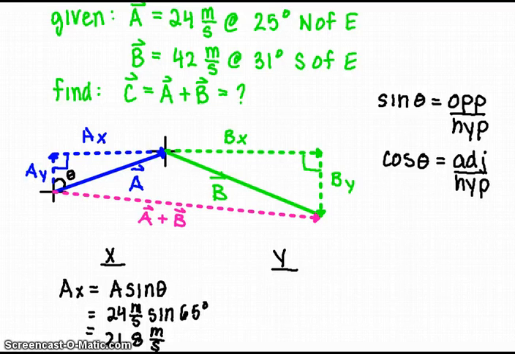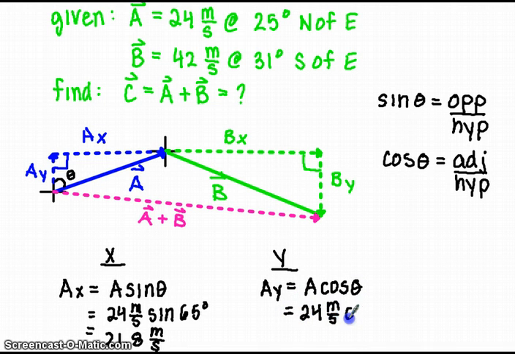Now we'll look at finding the y component, which is adjacent to our 65 degree angle, so we'll use the cosine function. Ay is what we're looking for, which is the adjacent side of our triangle, so we'll multiply the hypotenuse by the cosine of theta. The hypotenuse of this triangle is A. So we have A times the cosine of theta, or 24 meters per second times the cosine of 65 degrees.